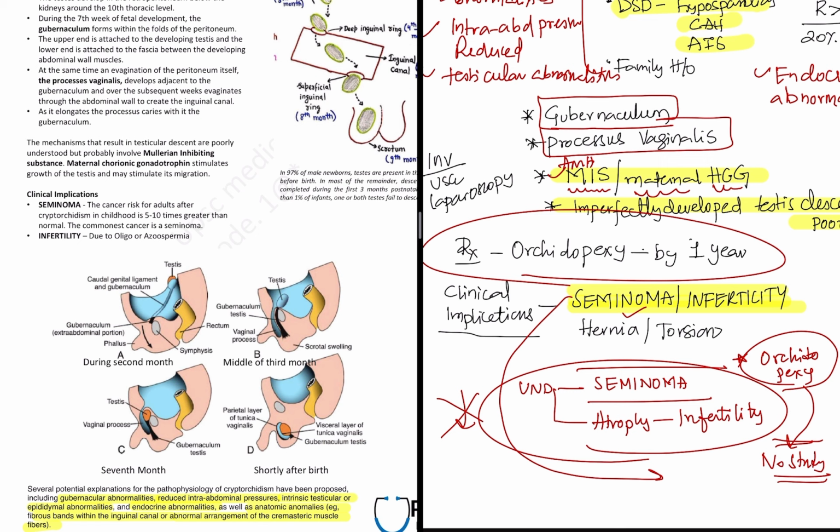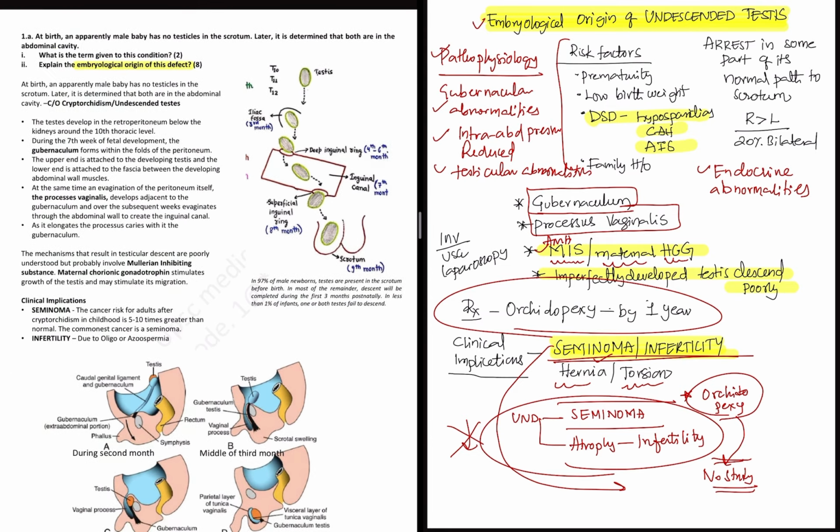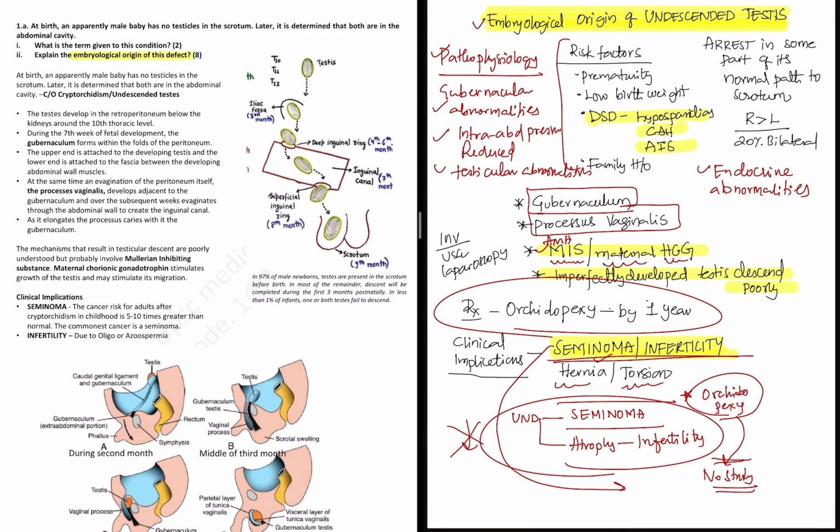So there is no reduction in risk of any of these complications, but definitely the torsion risk can be reduced, because of the fibrous cord there are more chances of torsion, and hernia chances can also be reduced, but not seminoma or infertility. So this concludes our discussion on the first question, that is undescended testis and its embryological origin.